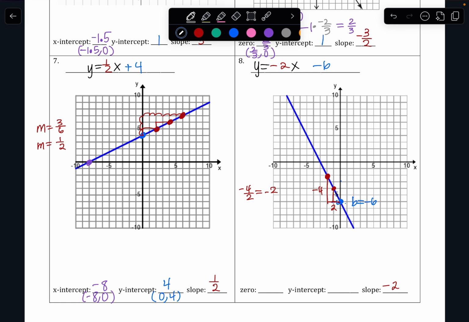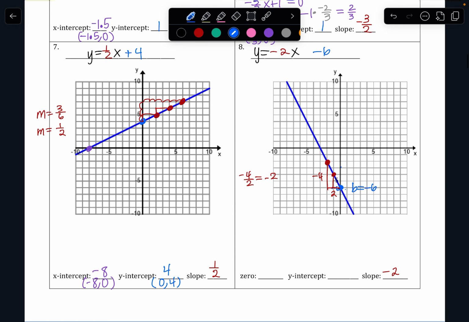Don't forget your y equals, don't forget your x. Our y-intercept was negative 6. And then we see our x-intercept, which they're calling a 0, is negative 3.